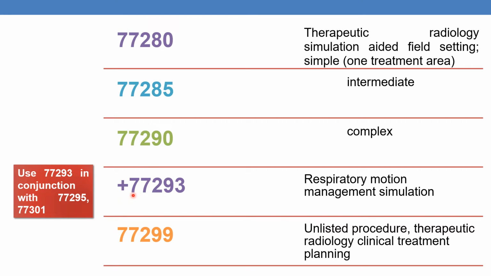The next is an add-on code, plus 77293, which is respiratory motion management simulation. The code 77293 must be used in conjunction with 77295 and 77301. The next code is 77299, which is unlisted procedure, therapeutic radiology clinical treatment plan.